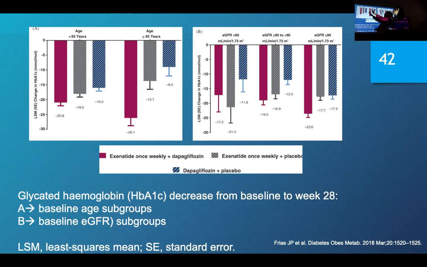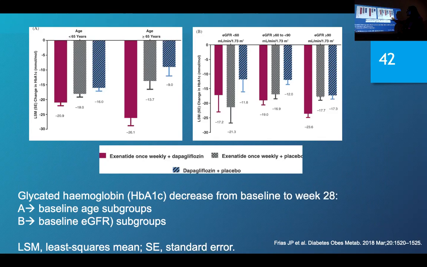The subgroup on the left is a group younger than 65 years old, and the subgroup on the right are those older than 65 years old. If we look at the purple bar, this is where it shows the exenatide combination with dapagliflozin. And the one on the right, so there was a significant lowering in the exenatide once weekly plus the dapagliflozin compared to the other age.